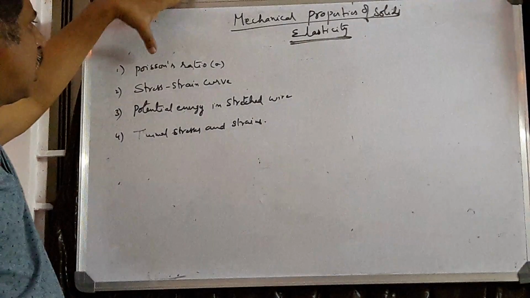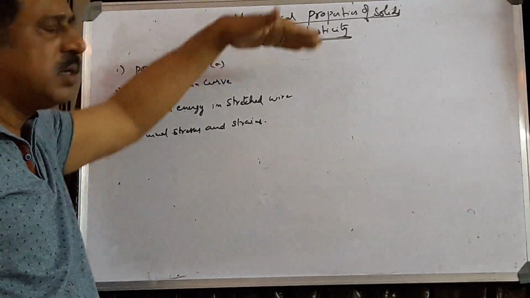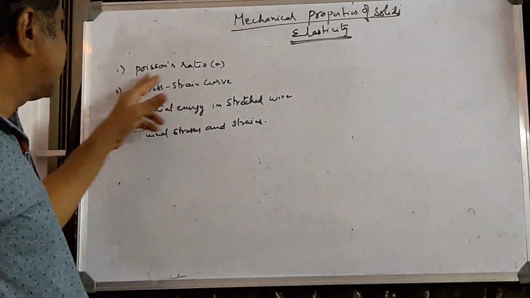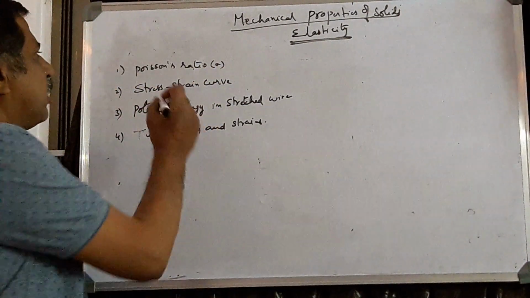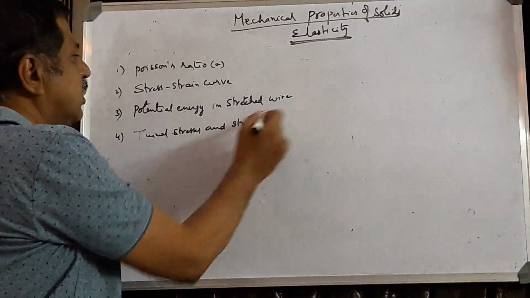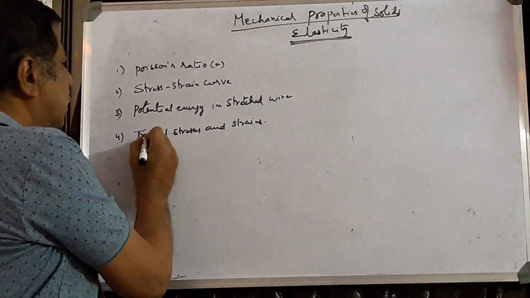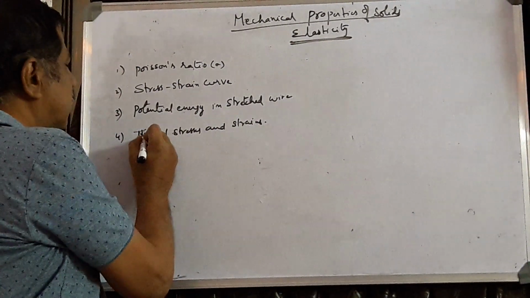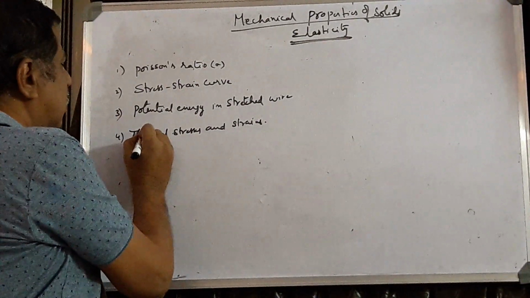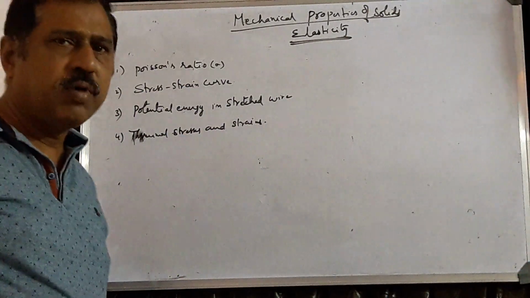Today we will discuss the mechanical properties of solids, elasticity chapter. In this chapter, in the second lesson, we discuss Poisson's ratio, the stress-strain curve, potential energy in a stretched wire, and thermal stress. Thermal stress and strains we want to discuss today.